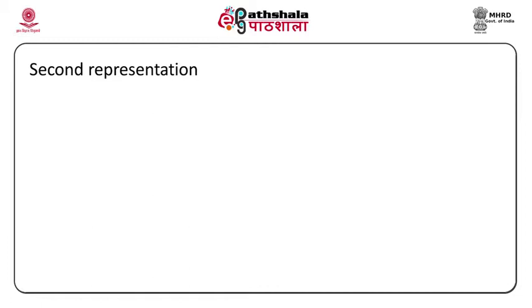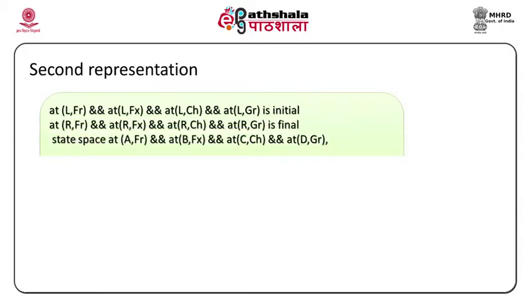The second representation. Now it is a little different. What is the difference? I'm segregating each one. At L, FR. FR is on the left hand side. At L, FX. Fox is on the left hand side. At L, CH. CH is also on the left side. At LGR. Grain is also on the left hand side.